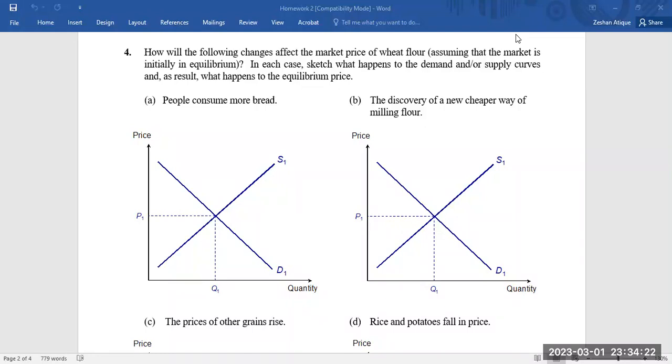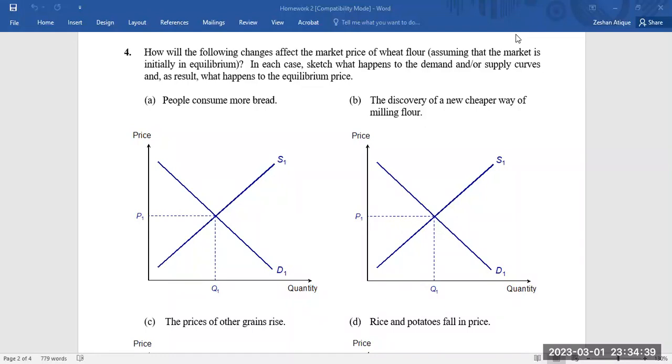Whatever happens may bring a change into the equilibrium. And this change in the equilibrium will change the price and quantity altogether. Now we'll be looking at what is happening with this market from the initial point of equilibrium.